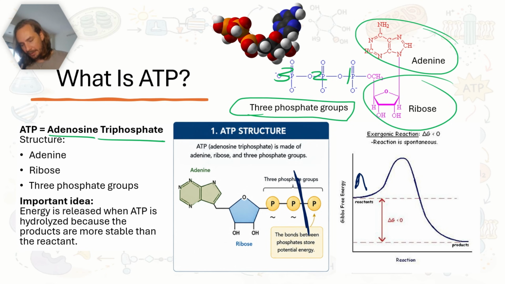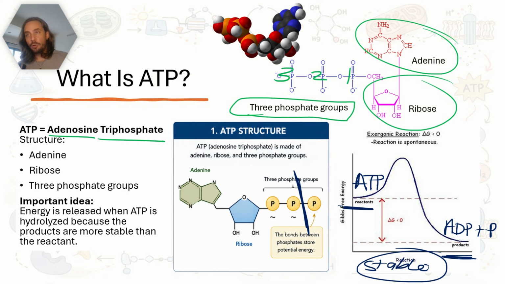So here is ATP that has a lot of free energy available. And when it is hydrolyzed, we have ADP plus the phosphate group. And because it's in a lower energy level, it's more stable. Okay, so when we break down ATP, when it's hydrolyzed, the products are more stable than the reactant because ATP has a higher free energy in the beginning compared to ADP and the phosphate group.